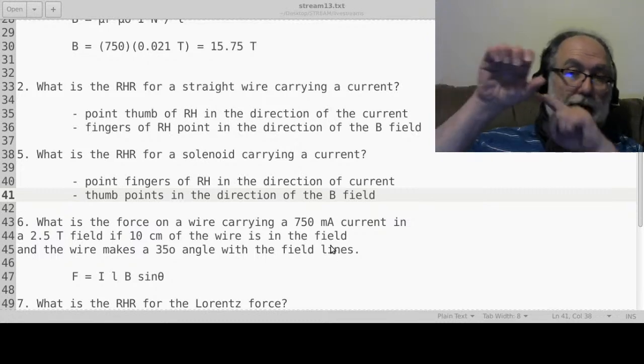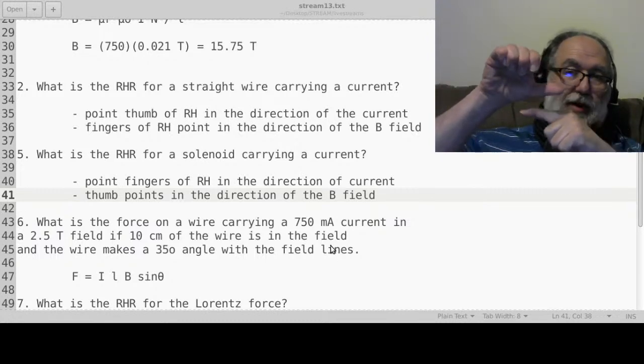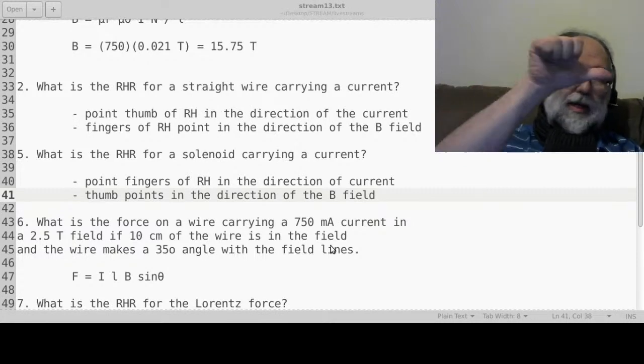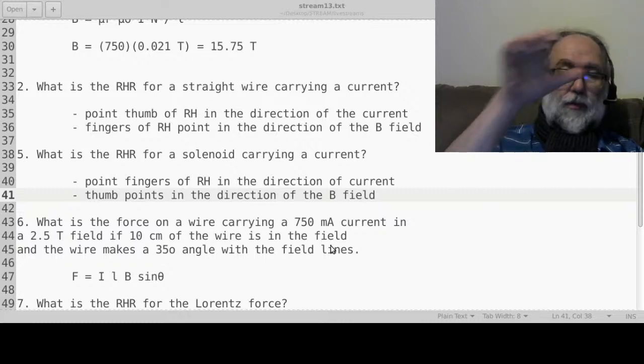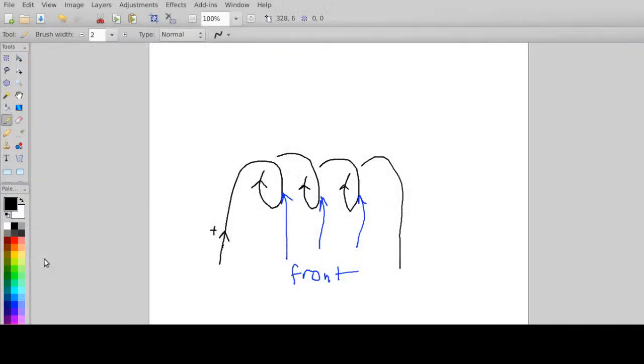But again, the current down in the front, up in the back, and then the thumb points that way. All right. So over here, when we switch to the whiteboard, pointing the fingers up in the back or down towards the front, you're going to get a B field. Let me do that in red, which is going to be this way. Okay, like that. So I hope that isn't too confusing.